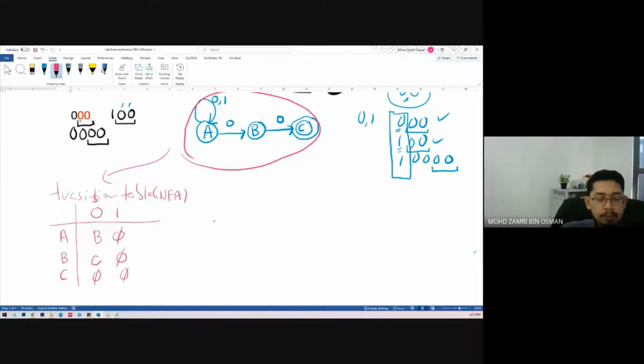But we still have another one here, which is A referring to the self state, and then we have here a set of two states. Okay, so A and B.